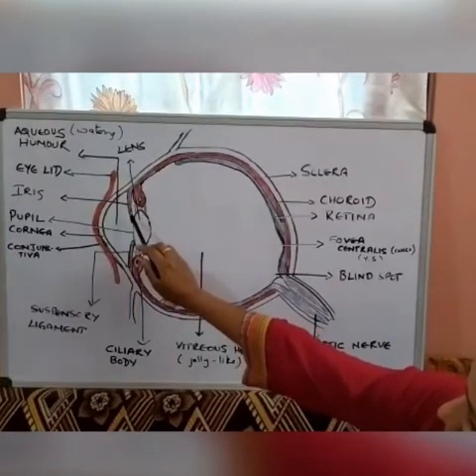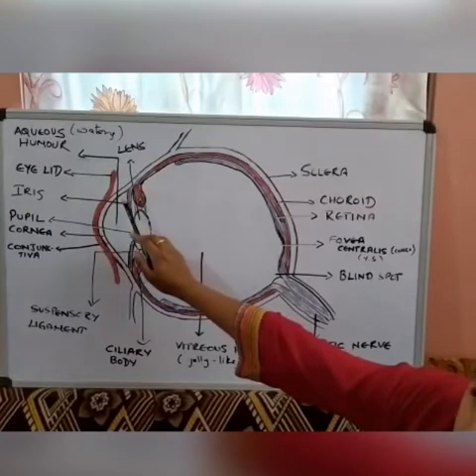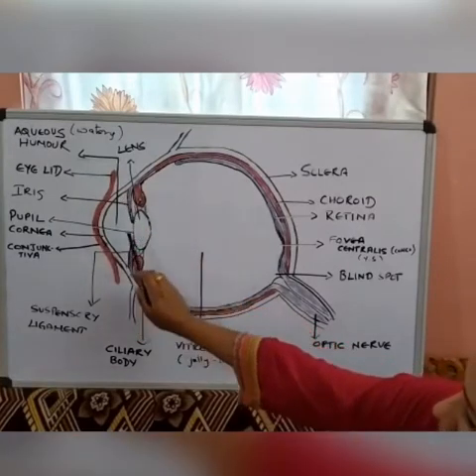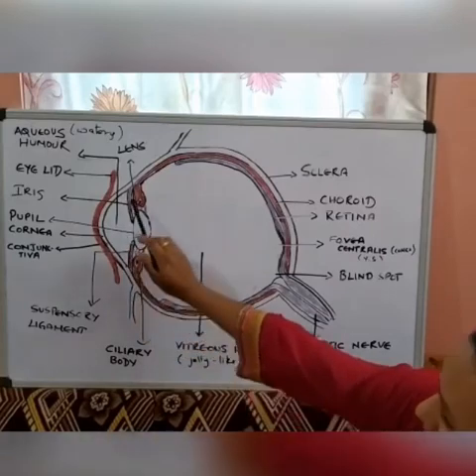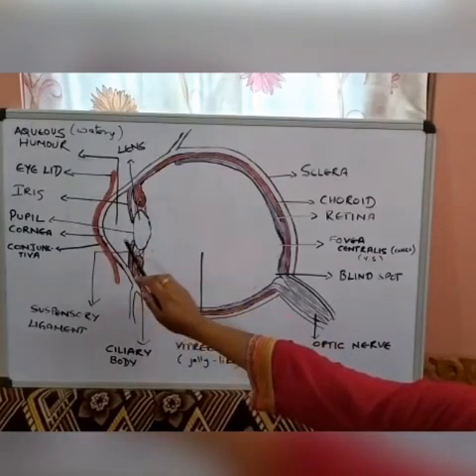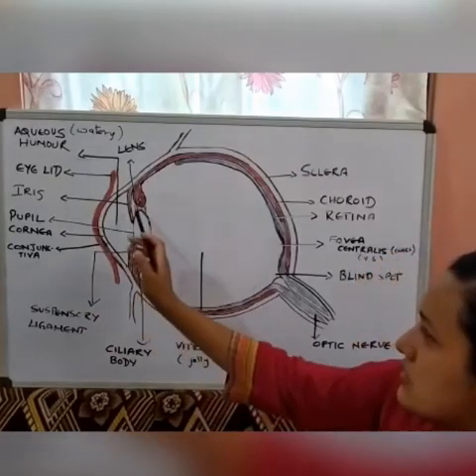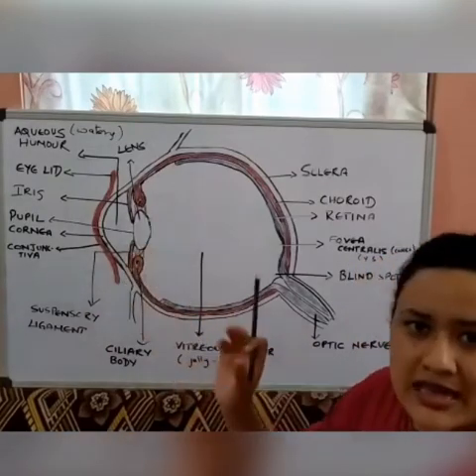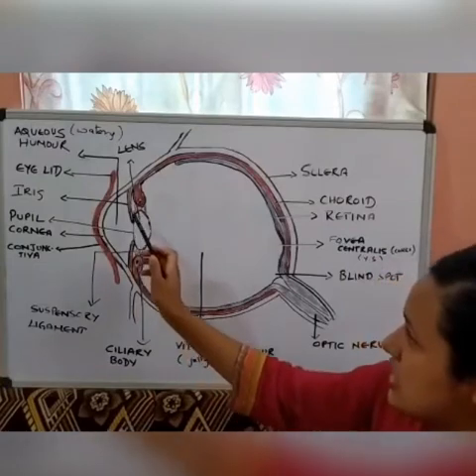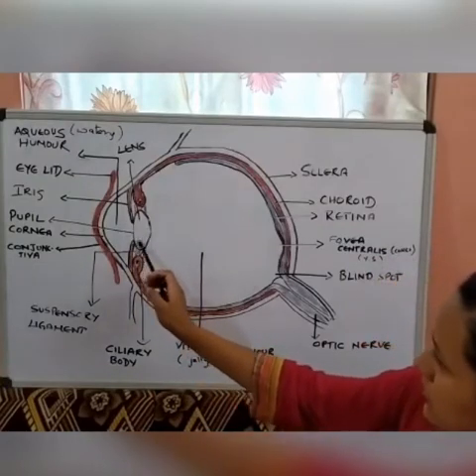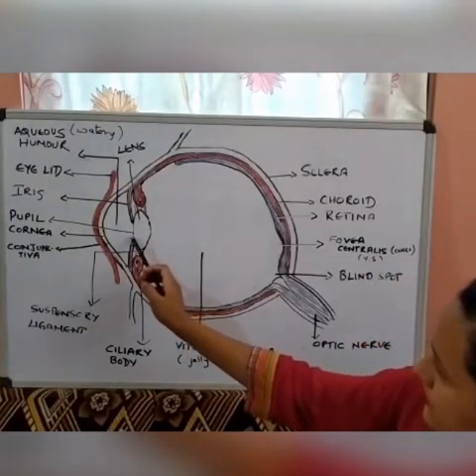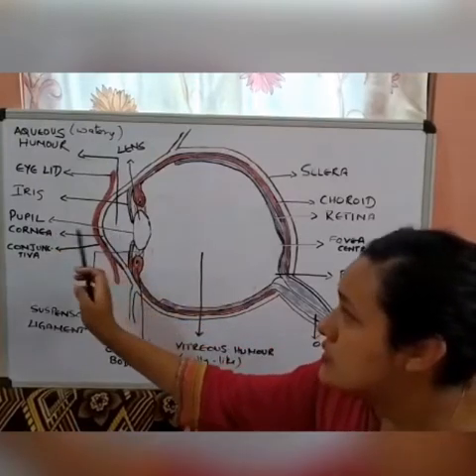Okay, it is a muscular layer, so it has circular muscles and also the radial muscles, which arrange the size of the pupil. Now you can see just below that iris, an open window-like area. That is known as the pupil.